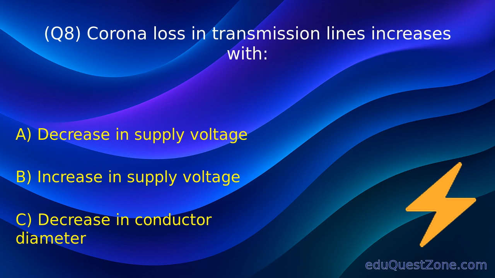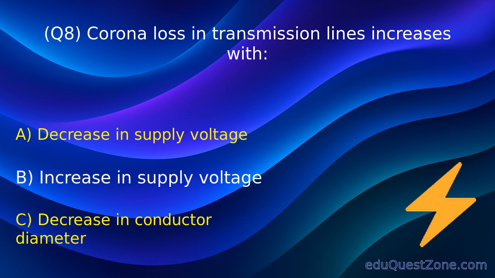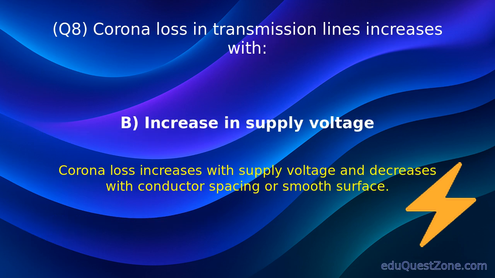Question 8. Corona loss in transmission lines increases with Option B. Increase in supply voltage. Corona loss increases with higher supply voltage and rough conductor surface.